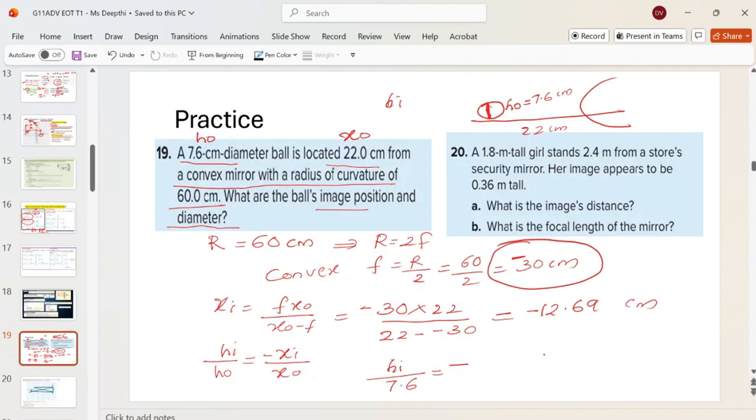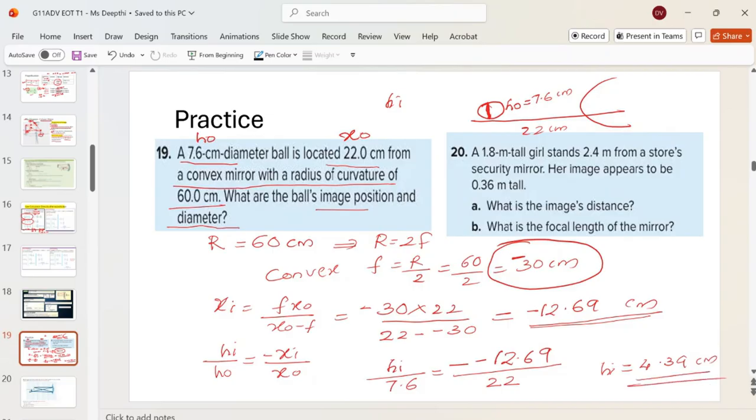And also there's one more thing that you need to focus on. You already got the answer as minus 12.69, right? Don't miss the minus. Again, put the minus 12.69 divided by the object position. So the 2 minuses will cancel, and finally the answer would be a positive answer. So the height of the image will be 4.39 centimeter.